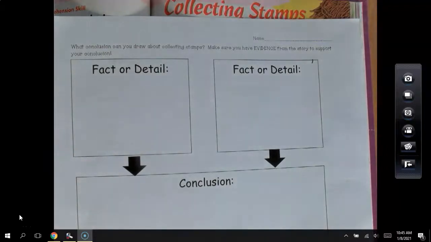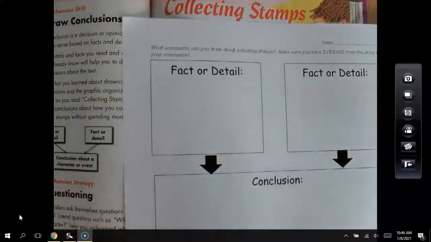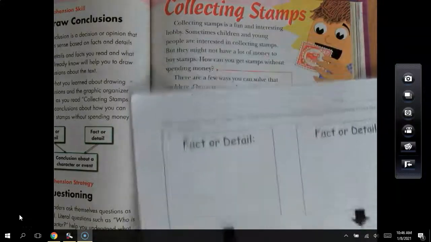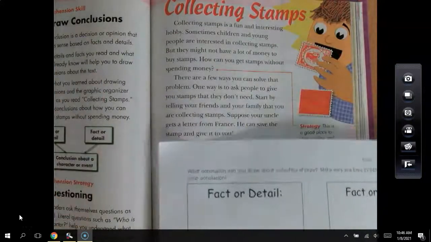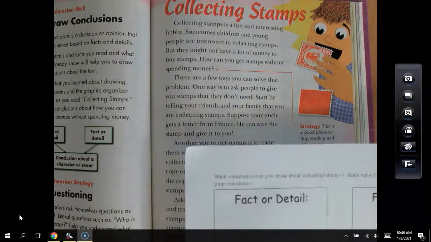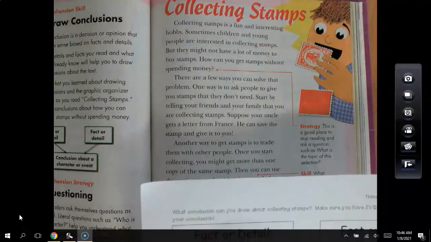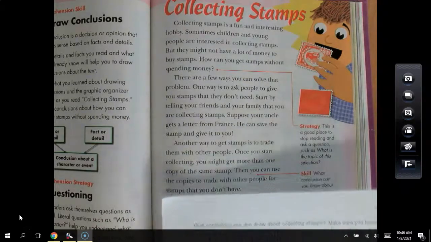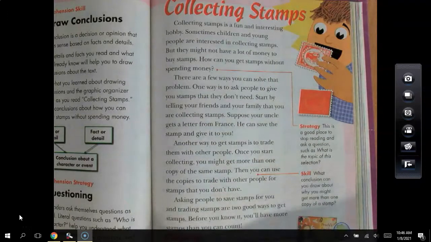So, what kind of facts and details would you say we saw in our story or heard in our story? What do you think one detail is about collecting stamps? What did we learn about how we can collect stamps? Well, go back to your story. What is a way that we found that we can collect stamps, boys and girls? What did they tell us? I know they gave us several ways. Go back to your story and find those ways.